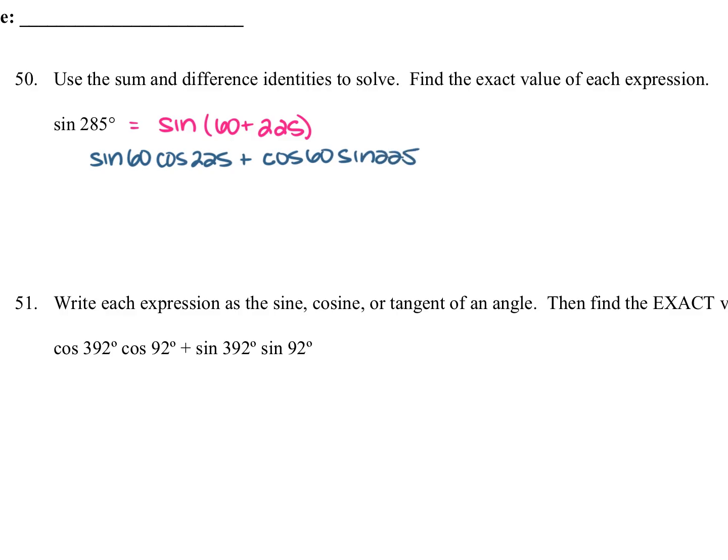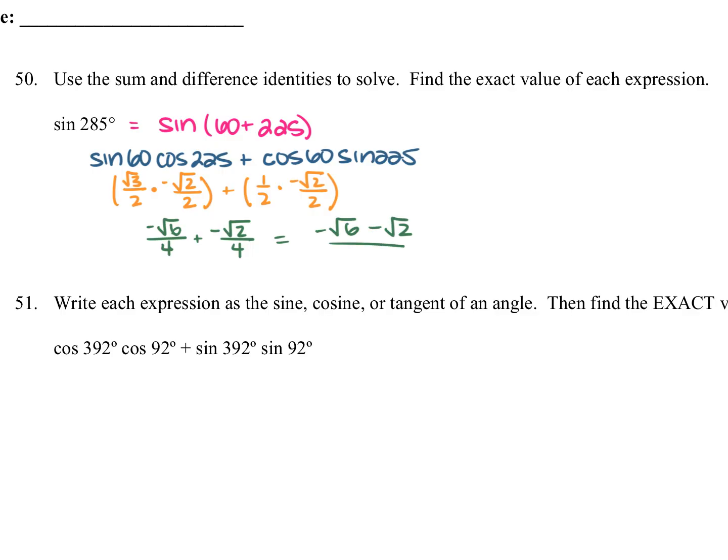Look at your unit circle, take the x and y values of these. This should give you the square root of 3 over 2 times the negative square root 2 over 2 plus the 1/2 times negative square root 2 over 2, which gives us negative square root 6 over 4 and negative square root 2 over 4, which can be rewritten as negative square root 6 minus the square root of 2, all over 4.